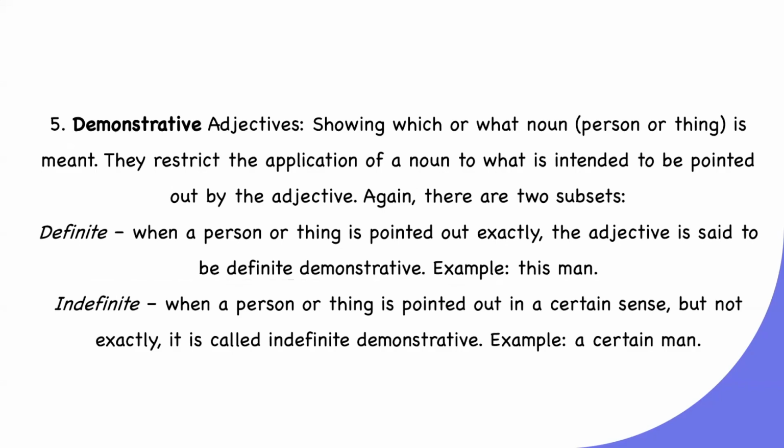Demonstrative adjectives show which or what noun, person, or thing is meant. They restrict the application of a noun to what is intended to be pointed out by the adjective. Again, there are 2 subsets. Definite: when a person or thing is pointed out exactly, the adjective is said to be a definite demonstrative. For example, this man. Indefinite: when a person or thing is pointed out in a certain sense, but not exactly, it's called an indefinite demonstrative. For example, a certain man.